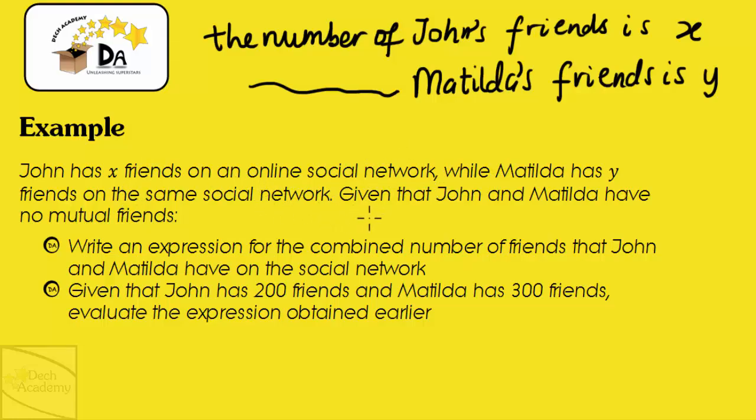Given that John and Matilda have no mutual friends, write an expression for the combined number of friends that John and Matilda have on the social network. So first of all, social networks are places like Facebook.com, LinkedIn, Twitter. These are social networks where people come and interact on the web. The online social networks is what I'm referring to. So we don't need to worry too much about that. And then just the last sentence, which says John and Matilda have no mutual friends, it just means none of Matilda's friends are also John's friends.